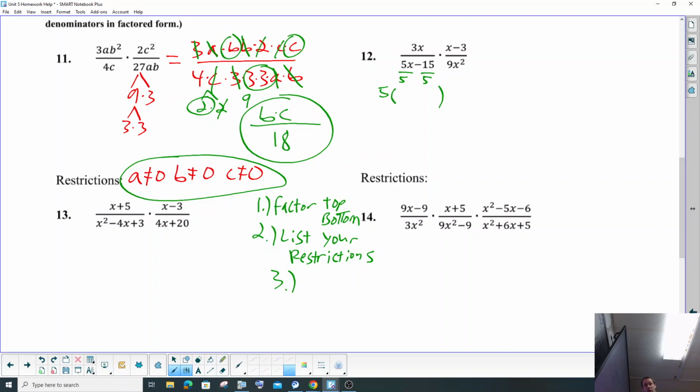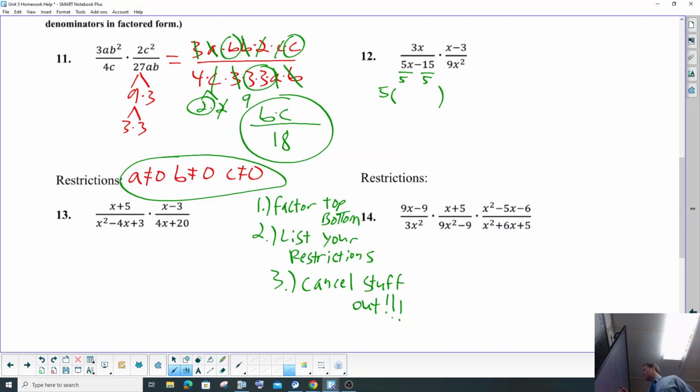Fruit Ninja! What's Fruit Ninja? So Fruit Ninja is cancel stuff out. Okay, so we've got to factor the top and bottom.